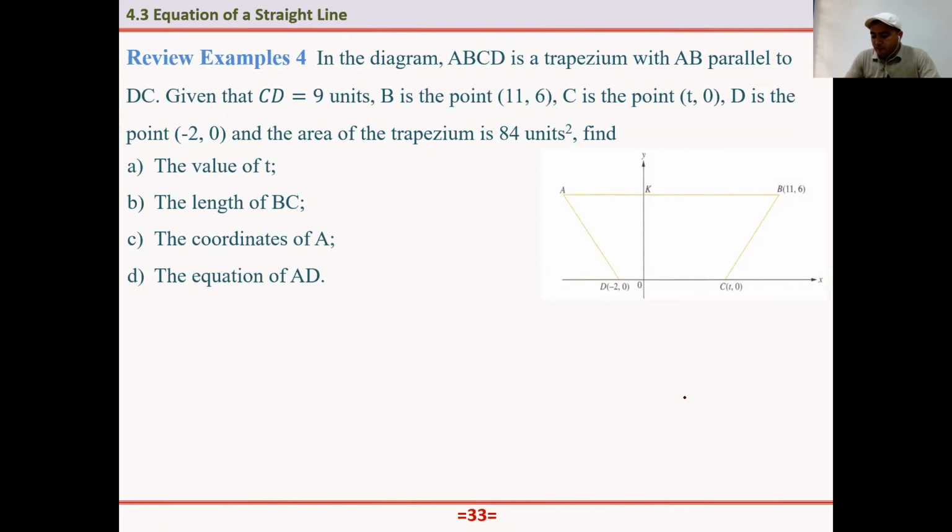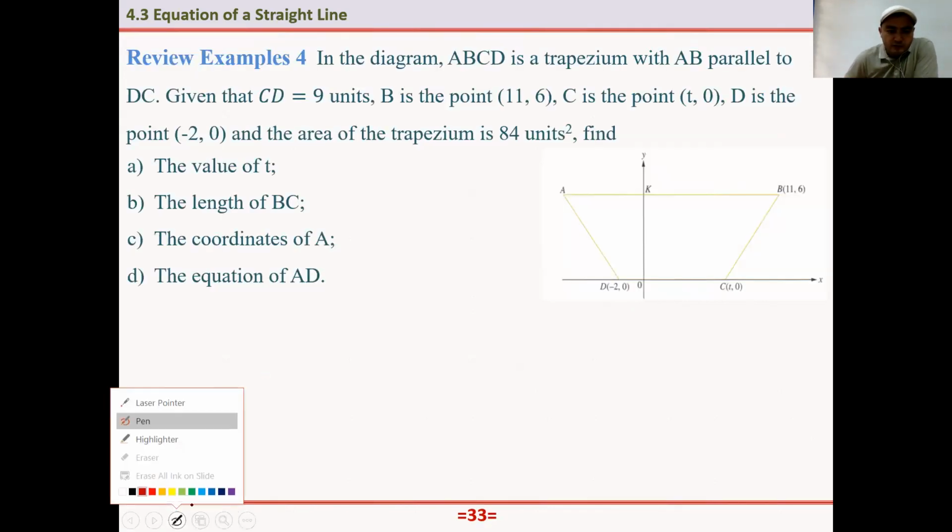Most of the time, even though I've been teaching math for a long time, on the first reading I don't understand much. I may have some idea, but I have to read it again, then I understand. So here we have a diagram and it's given a trapezium, A, B, C, D, and the coordinates of some vertices are given. Here B we know, C we don't know the x coordinate, D also is given. So AB is parallel to DC, this side is parallel to this side. Given that CD equals 9, CD is here. So CD equals 9.